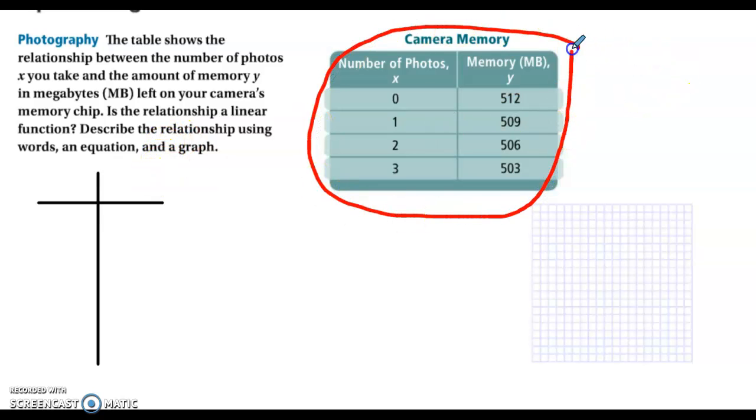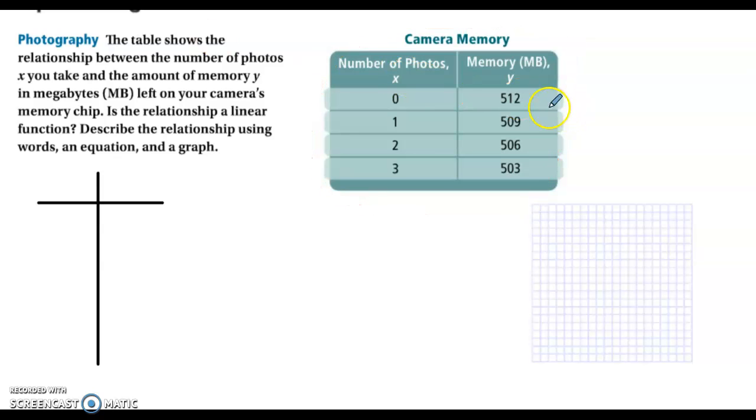So we can see, looking at our table, if you take no pictures, you have 512 megabytes. If you take one picture, you have 509. Two pictures, 506. Three pictures, 503. So I can see going from 512 to 509, I go down 3. From 509 to 506, I go down 3. From 506 to 503, I go down 3.